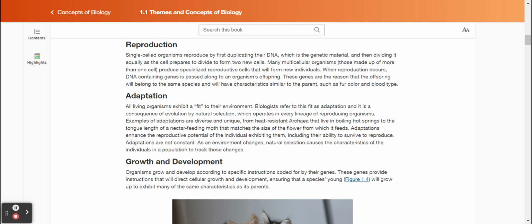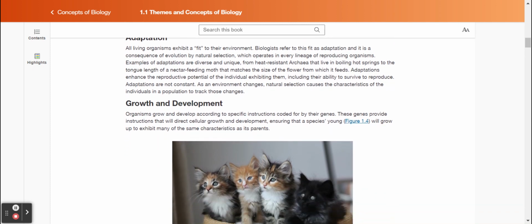Adaptations enhance the reproductive potential of the individual exhibiting them, including their ability to survive to reproduce. Adaptations are not constant. As an environment changes, natural selection causes the characteristics of the individual in a population to track those changes.